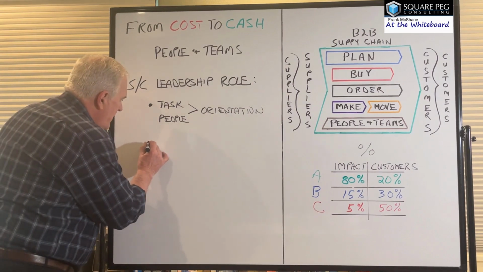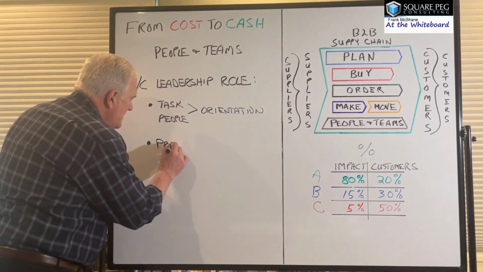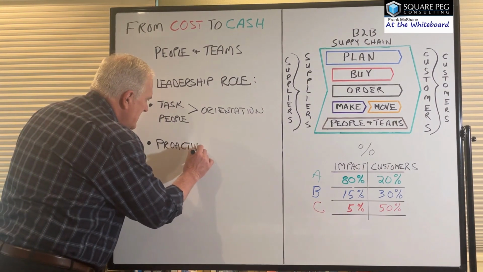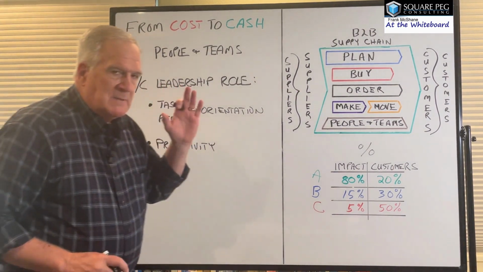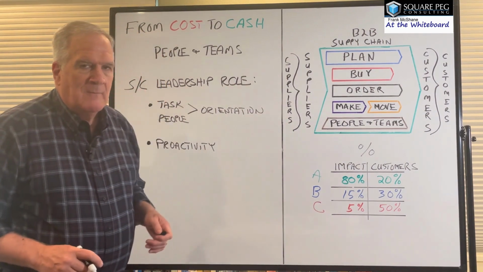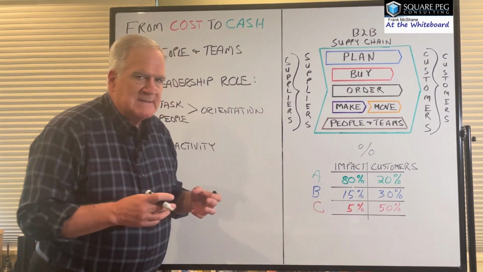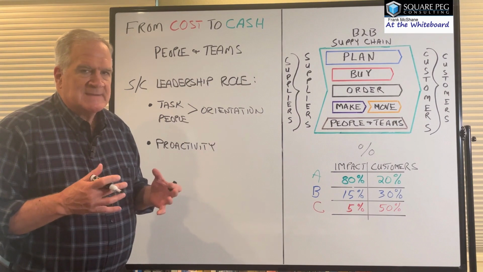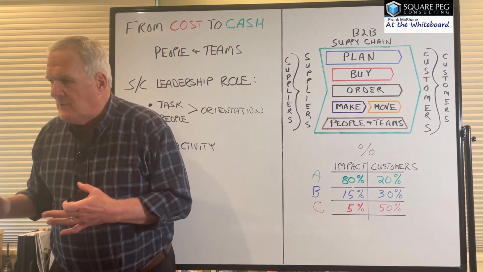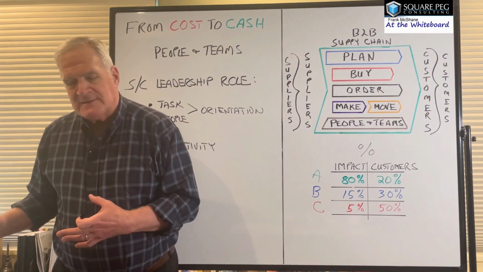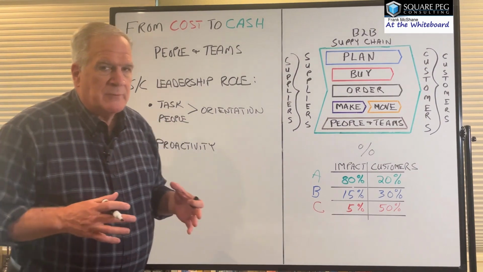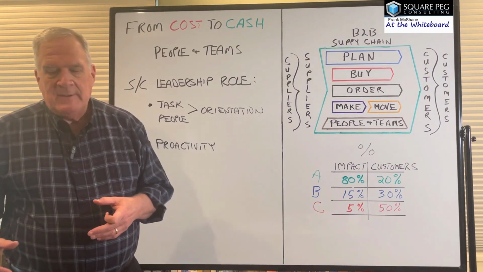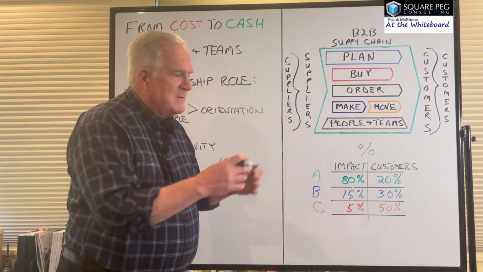Next, and probably the most important, is proactivity. There's a constant requirement to be looking ahead, anticipating problems, looking at data, analyzing what trends are happening, as opposed to always looking behind to see what problems occurred and how we fix them. A lot of times people get promoted because they are good problem solvers, but not necessarily good problem preventers.